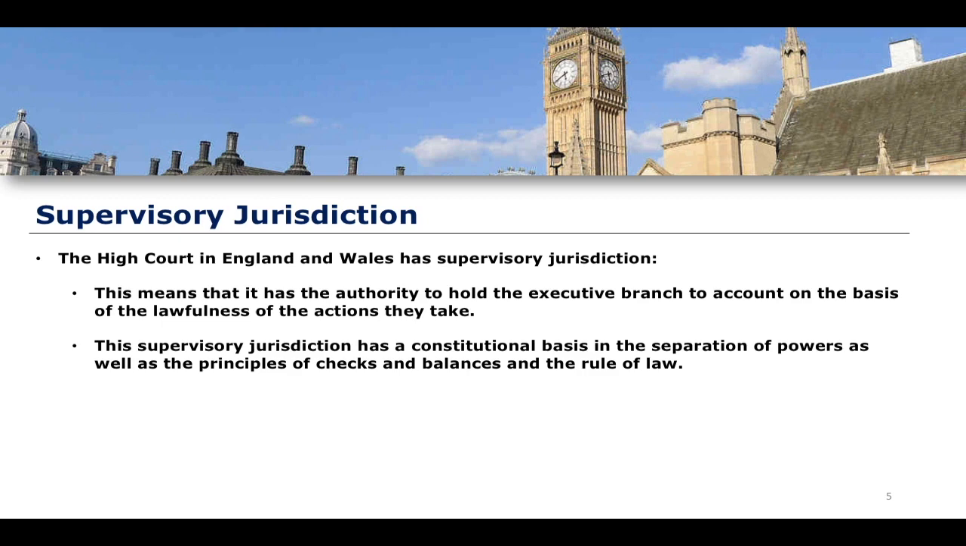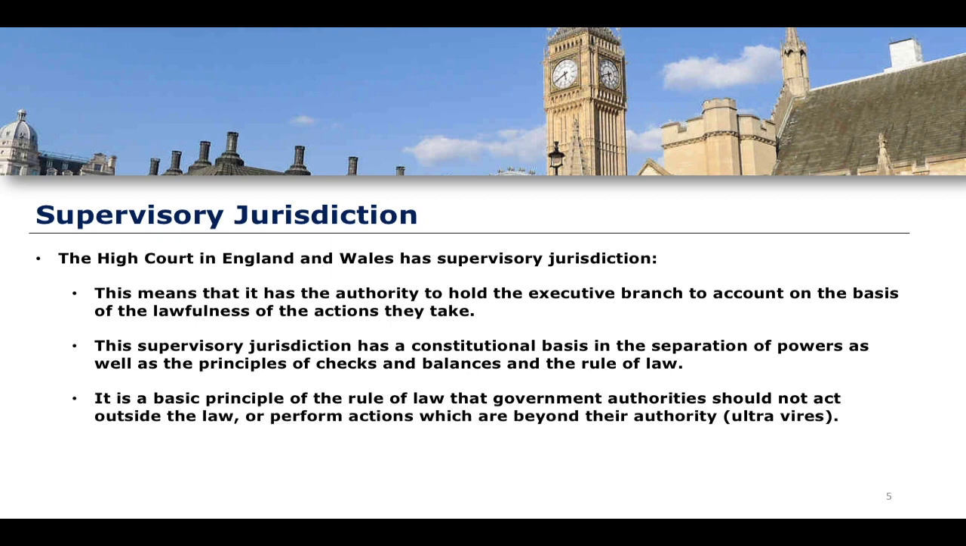When we think about the idea of supervisory jurisdiction, it has a constitutional foundation. It has foundations in constitutional law, such that constitutional law represents almost the basis for which we can get judicial review and administrative law, such that administrative law is born out of constitutional principles. The constitutional principles that we are thinking about are things like the separation of powers, checks and balances, and the rule of law.